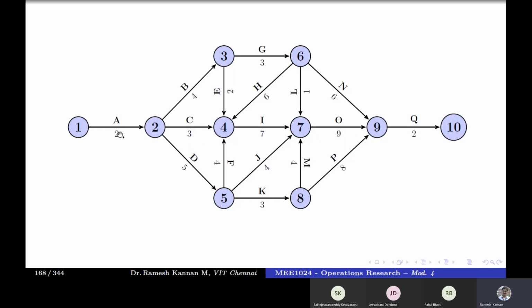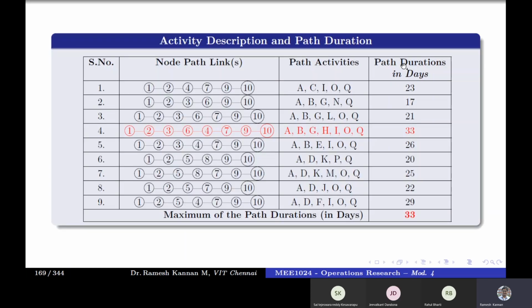So the initial activity will be activity A, and the final activity will be activity Q. So this is the network that we have constructed, and this time we have added the duration to it. Okay. Next step is a check. It is not the actual critical path method.